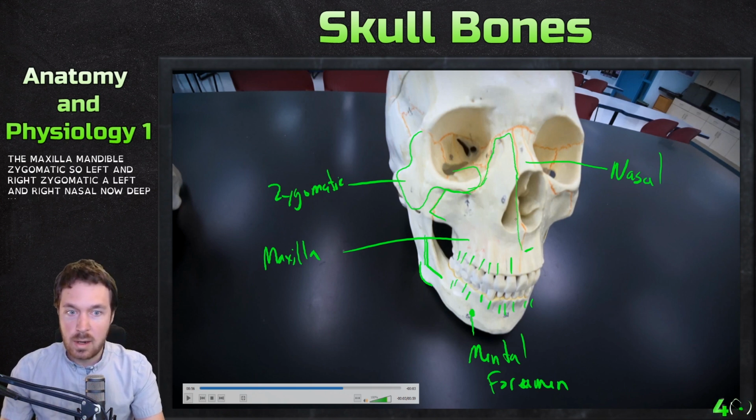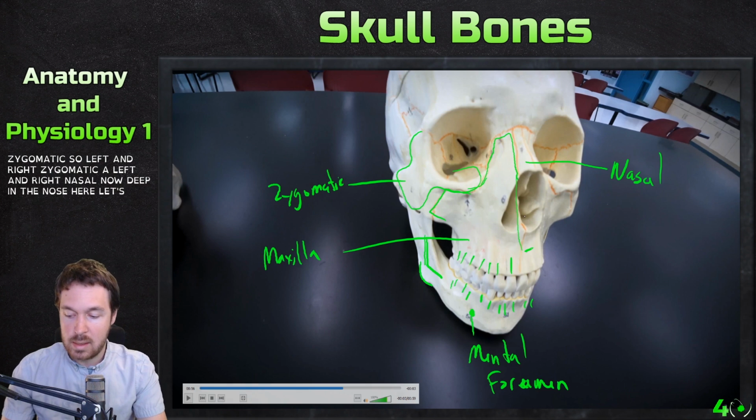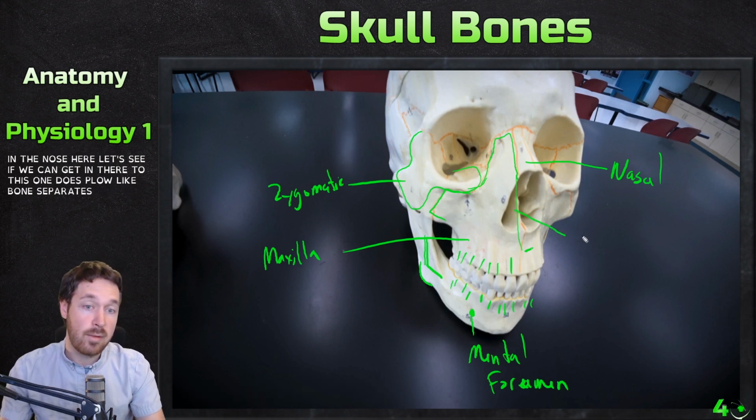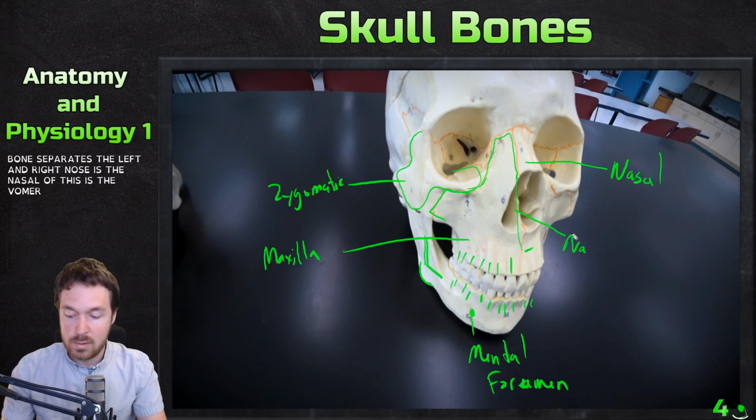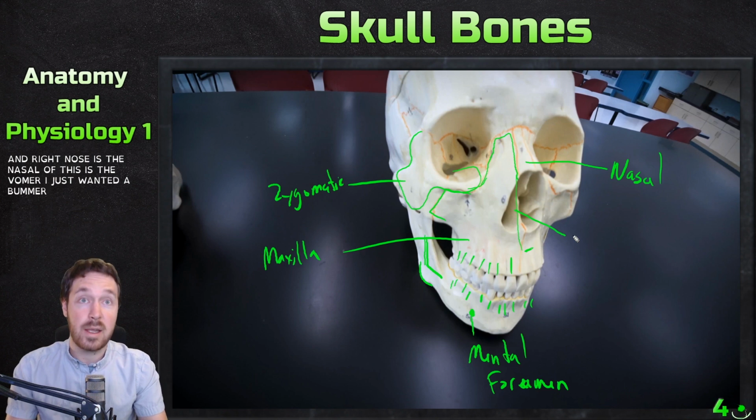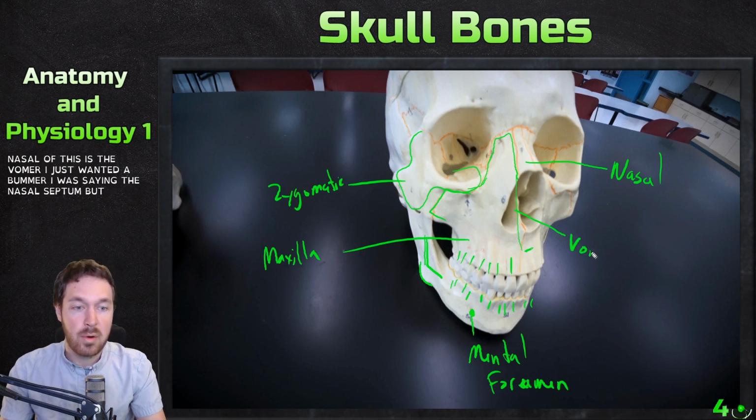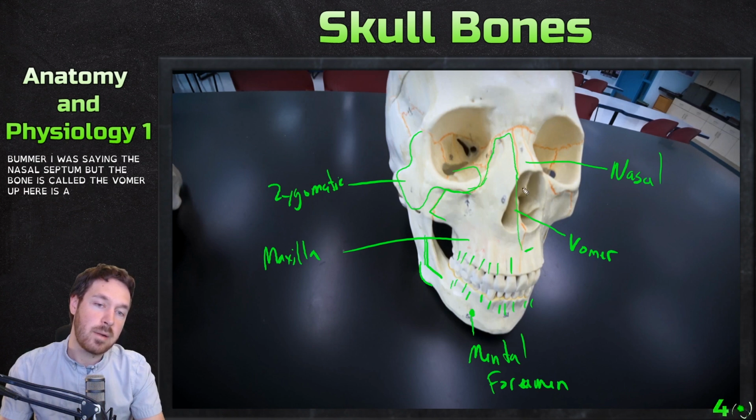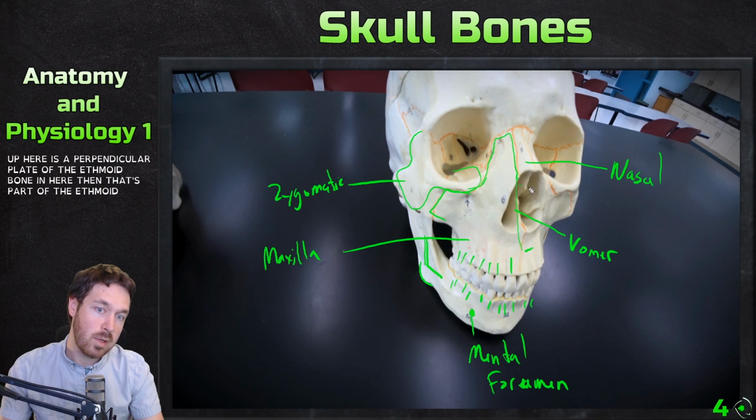Now, deep in the nose here, let's see if we can get in there too. This plow-like bone separates left and right nose. No, this is the vomer. This one's the vomer. I was saying the nasal septum, but the bone is called the vomer. And then up here is a perpendicular plate of the ethmoid bone. That's part of the ethmoid bone deep in there.